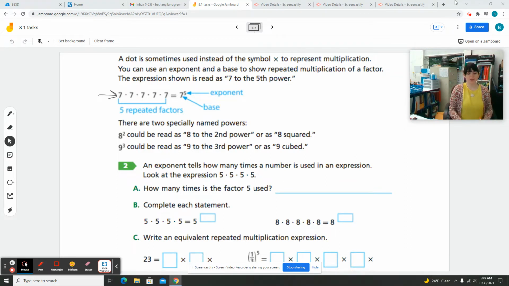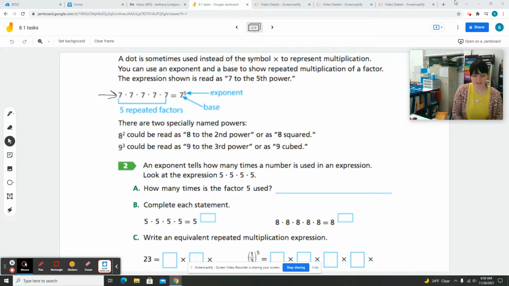Okay. And then there are 2 specialty names for some powers that I explained too. 8 to the second power could be read as 8 to the second power or as 8 squared. And 9 to the third could be read as 9 to the third power or as 9 cubed. That only works if you have it to the power of 2 or the power of 3. Everything else more than that, 4, 5, 6, and on, is the base to the whatever number power. Okay, now on to the problem.